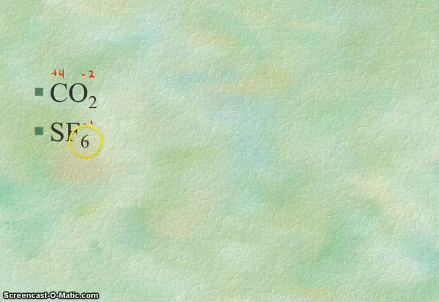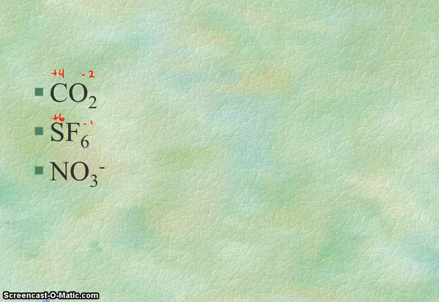Let's look at sulfur hexafluoride. Well, we know that in compounds, fluoride is always assigned an oxidation state of -1, and the sum has to be 0. So -1 times 6 gives us a -6. Sulfur must be assigned an oxidation state of +6 to add up to 0.